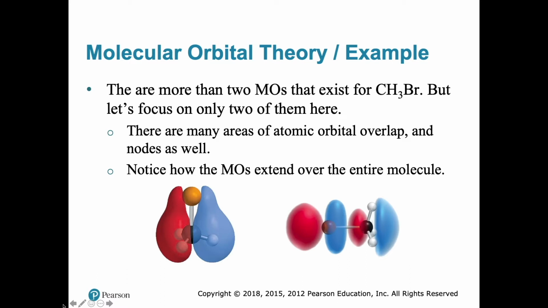And what that means is that when the molecular orbital spans the entire length of the molecule, the electrons can be shared throughout the molecule. Does that make sense? They're just bouncing around all happy inside. So there are many areas of atomic overlap and nodes as well. Notice how the MOs extend over the entire molecule.